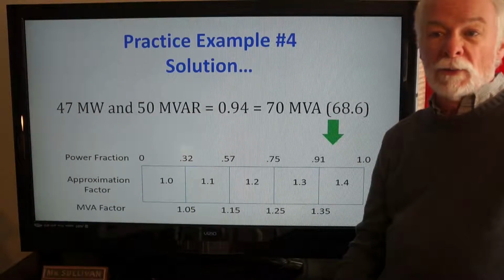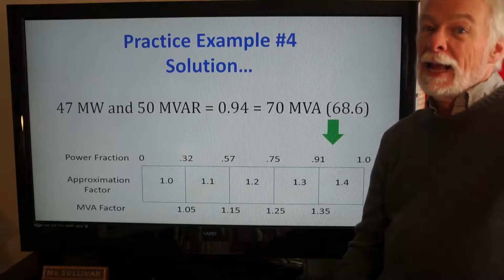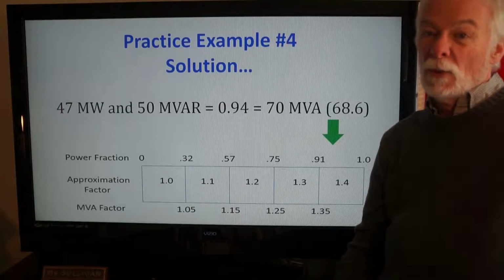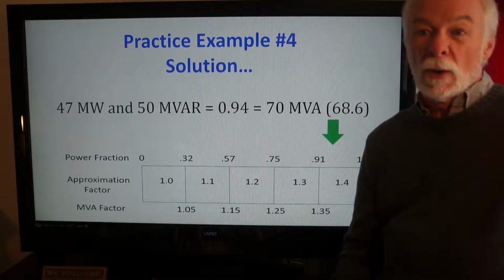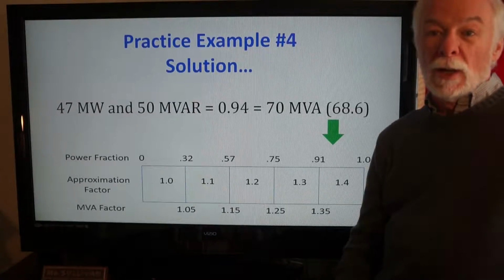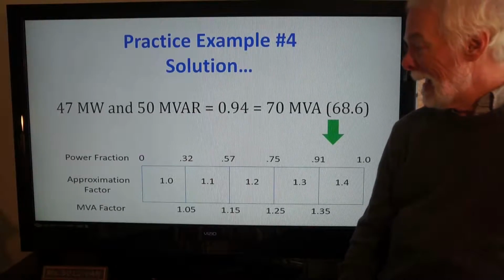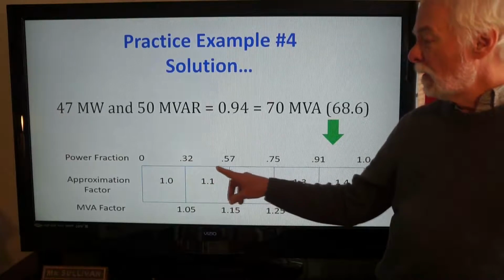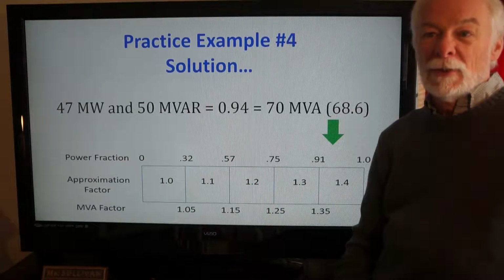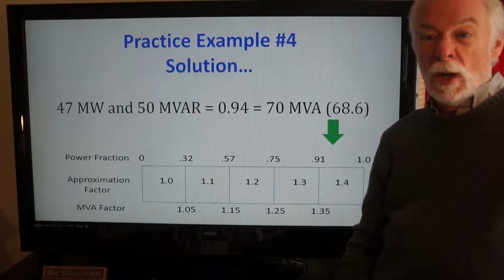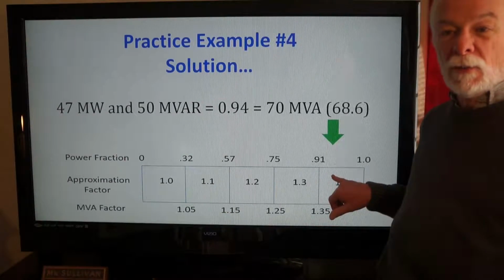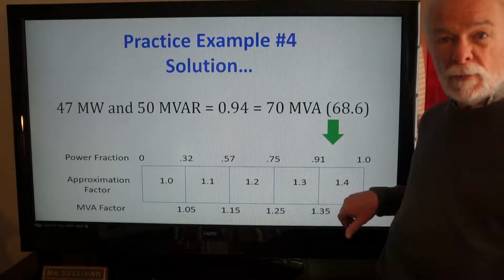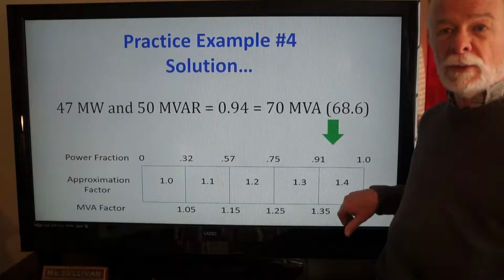In this case, we form our power fraction of 47/50ths, and I hope you see that if we multiply both numbers by 2, we end up with 94/100ths, which is simply 0.94. So pretty readily we blow right through step 1 on this one. With our 0.94 in hand, we start on the left, the top of the slide rule, and we slide past 0.32, 0.57, 0.75, and 0.91, and we drop our 0.94 to the right of the 0.91, and we're in the last box for our approximation factor, as big as it can be, 1.4.